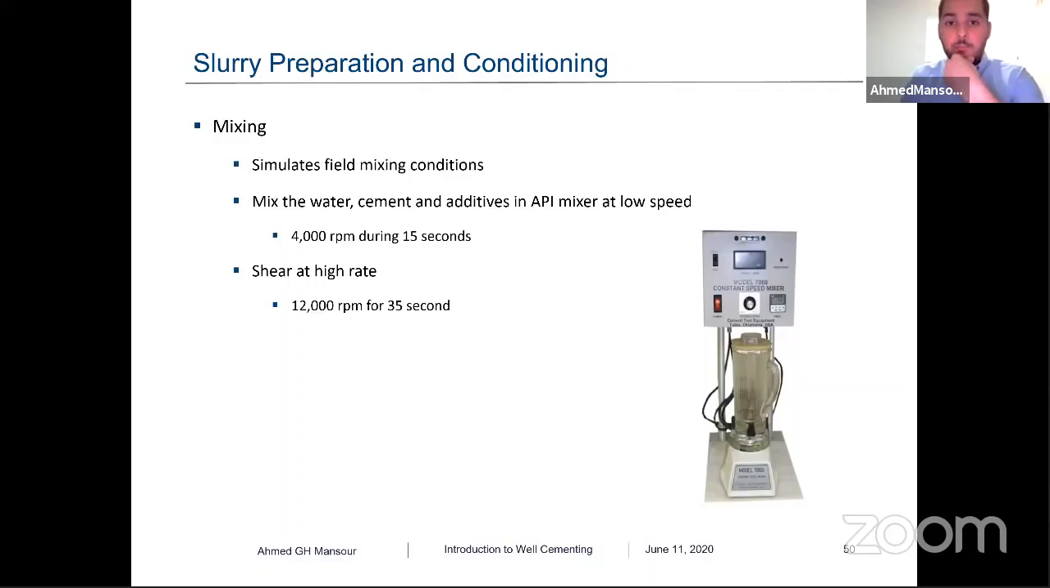Here I'm going to cover certain equipment in the lab. I'm not going to cover all the equipment since we don't have that much time. The first machine I'm going to cover is the mixing machine. Here we mix the cement. We simulate field mixing conditions, which this machine simulates when we start pumping the cement. We mix the cement at 4,000 RPM for 15 seconds, and then 12,000 RPM for 35 seconds.